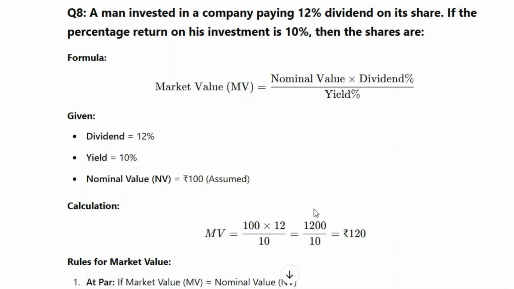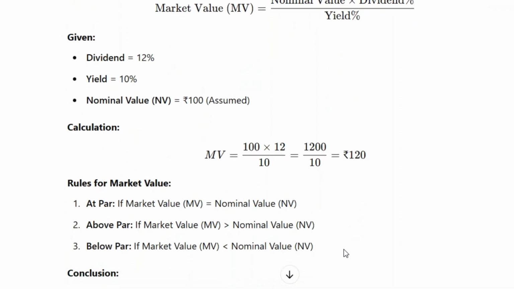Now come to the solution part. A man invested in a company paying 12% dividend. Dividend rate equal to 12%. If the percentage return on his investment is 10%, return percentage is 10. Dividend percentage is 12, return percentage is 10, and let the nominal value is 100. Then we have to find the MB. Formula for MB is equal to NB into dividend percentage by return percentage. So this is 100 into 12 by 10, so this is 120. Now MB is 120 and NB is 100. MB greater than NB, so it is above par.